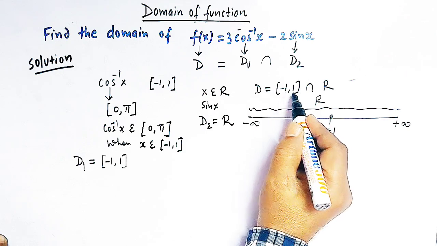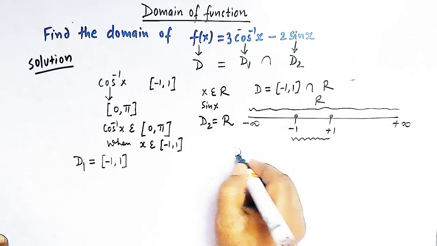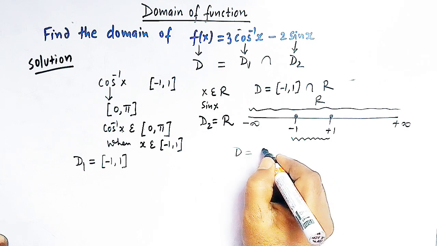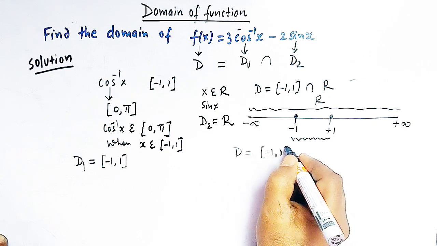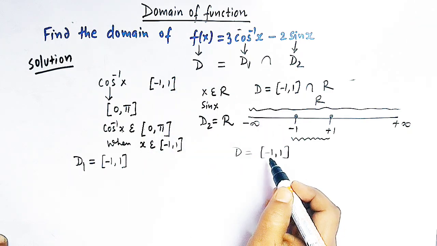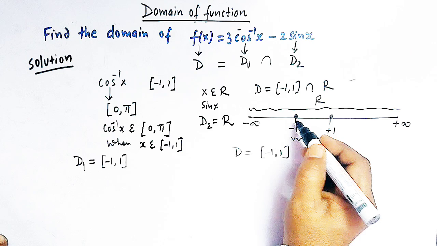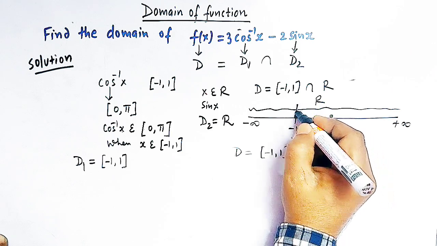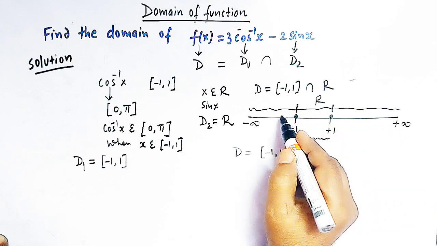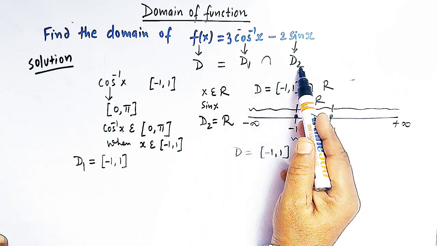Because -1 to 1 is contained in r. So d is given by -1 to 1. So the domain of the function f of x is given by this interval -1 to 1, because this interval, that is this portion, is common to the domains d1 and d2.